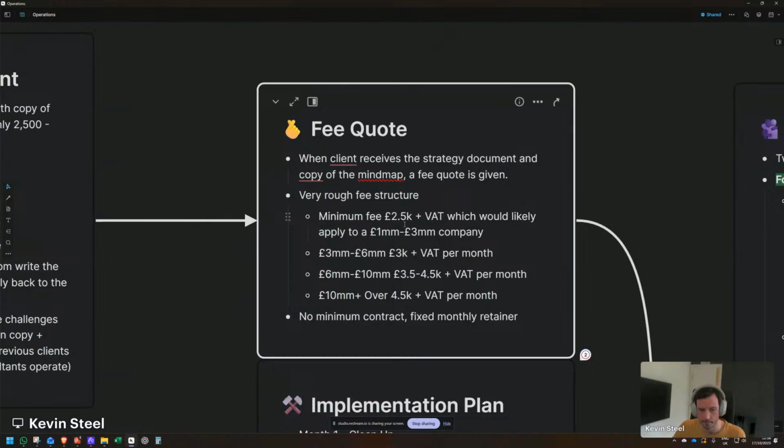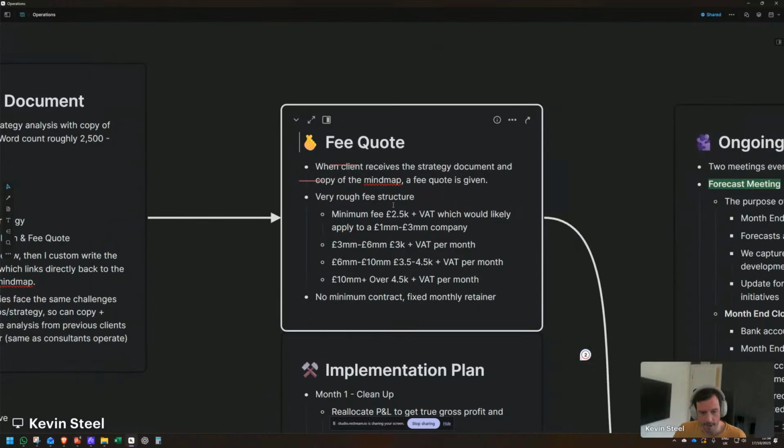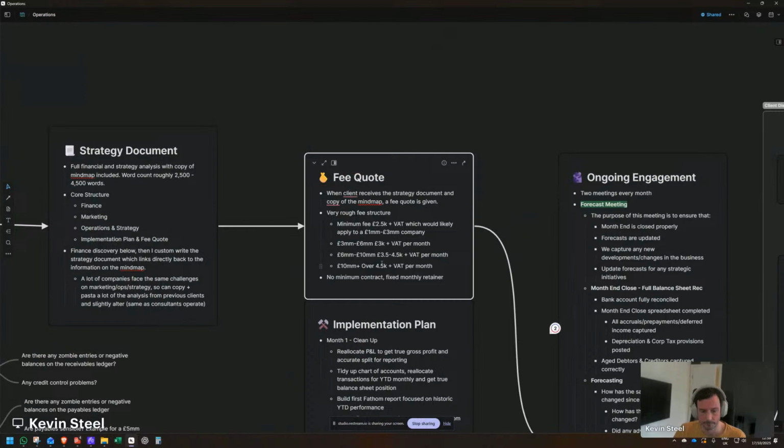Between 3 to 6 million, probably looking at about 3K. Between 6 to 10 million, probably looking at about 3,500 to 4,500 a month. And over 10 million is basically POA, or it's over 4,500. It depends on the client. So, yeah, no minimum contract either, and fixed monthly retainer.